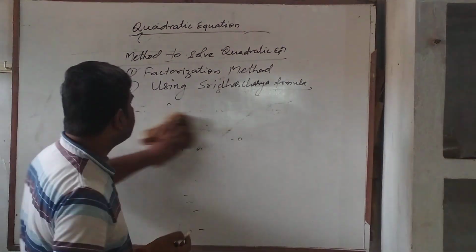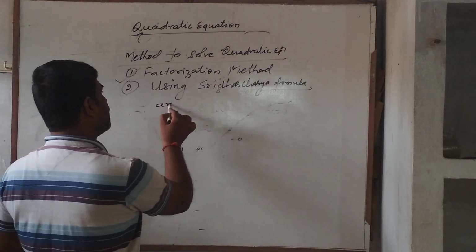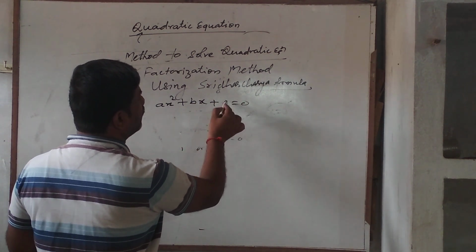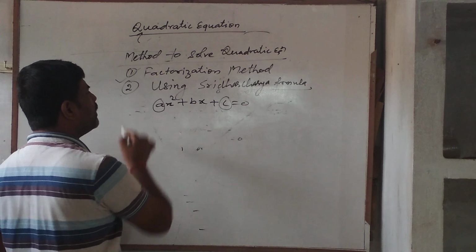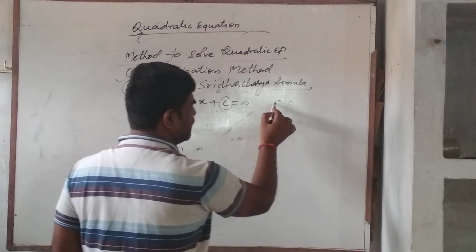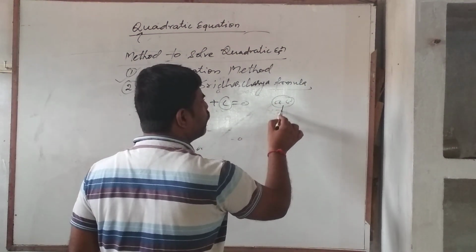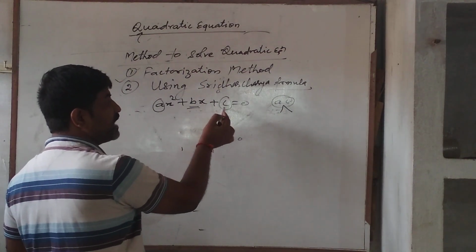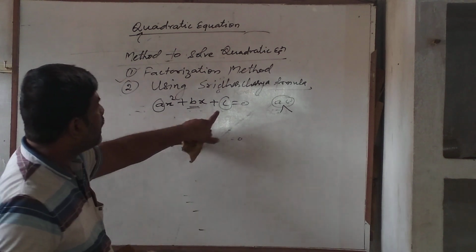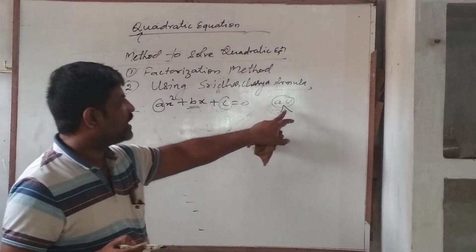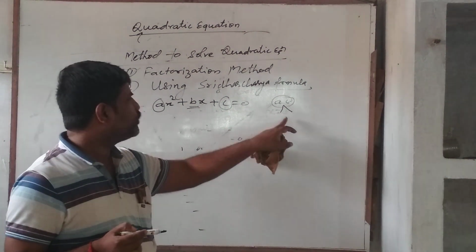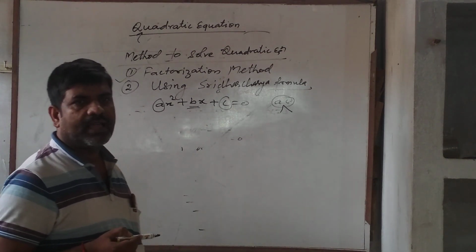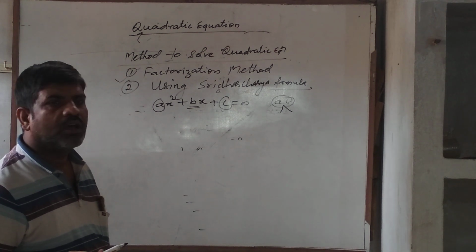So let's see how to solve it. ax square plus bx plus c equal to 0 is given. So this c and a will be multiplied together. We shall multiply and find two factors of ac whose sum is equal to b if there is a plus sign before c, and if there is a minus sign before c, then we shall find two such factors whose difference is equal to b. And then by grouping we can factorize it, and then we can apply the zero product rule.